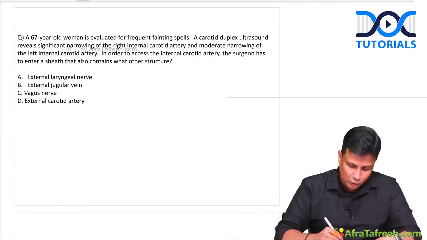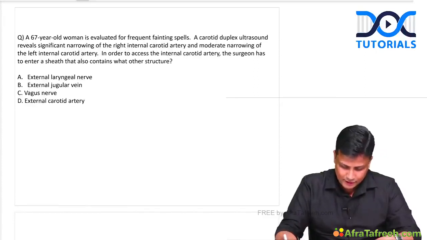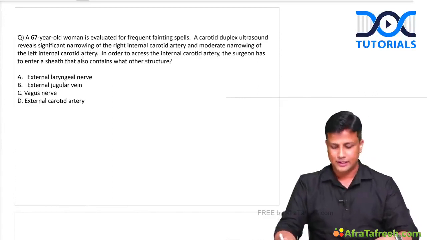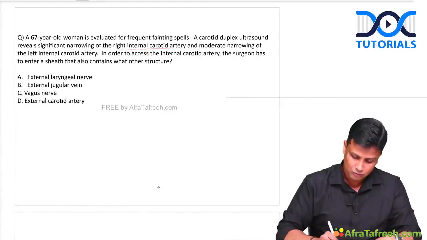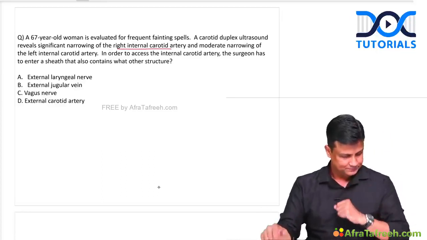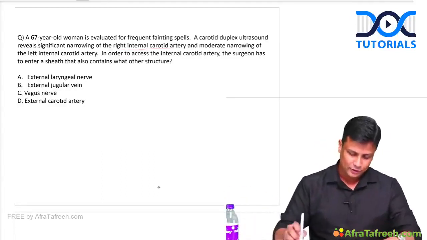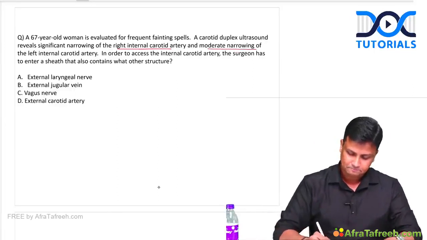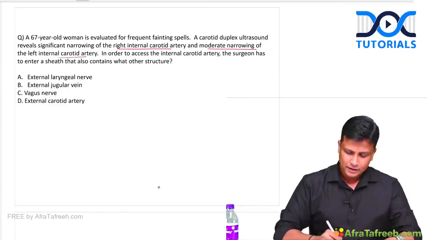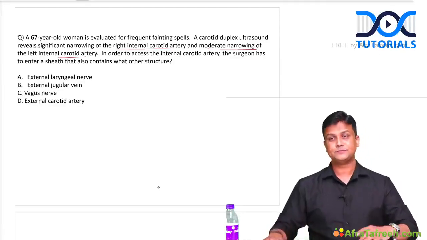A 67-year-old woman is evaluated for frequent fainting spells. A carotid duplex ultrasound reveals significant narrowing of the right internal carotid artery, and then moderate narrowing of the left internal carotid artery. In order to access the internal carotid artery, the surgeon has to enter a sheath that also contains other structures.